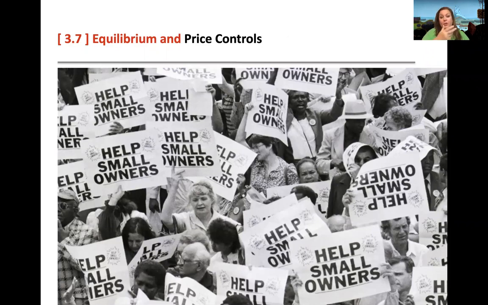If you look at this picture right here, it's kind of interesting because this is very fitting for today with COVID. Small business owners are really struggling right now through COVID. A lot of them have had to shut down, close their doors, take out loans just to have a chance at survival.